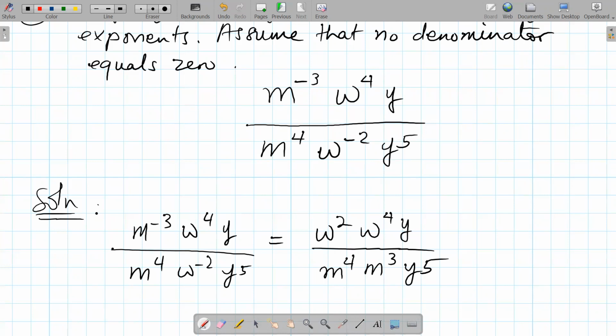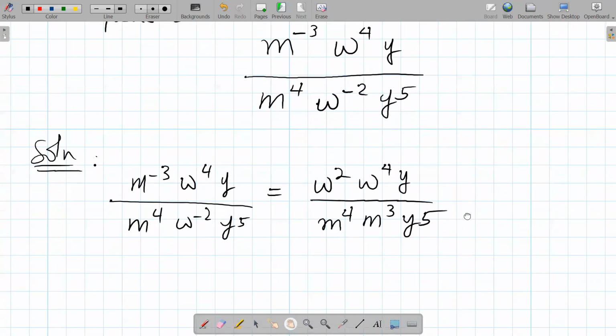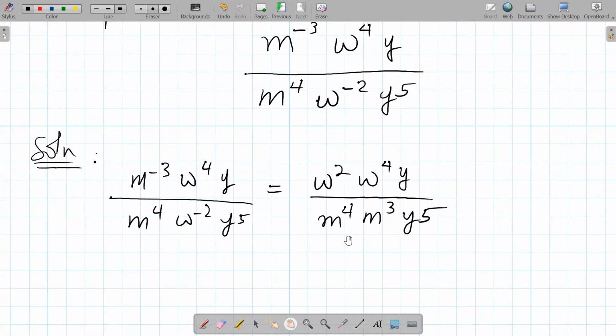Look at it carefully. So you see on the right side, you don't see any negative exponents anymore. Why? Because I've changed the negative exponents to positive exponents by what? Changing their positions. Okay.